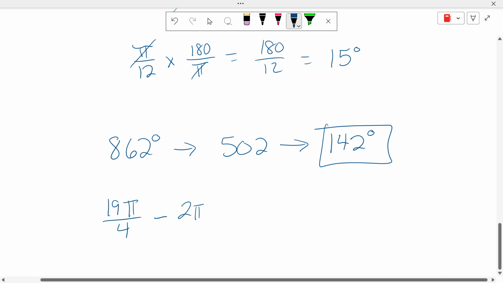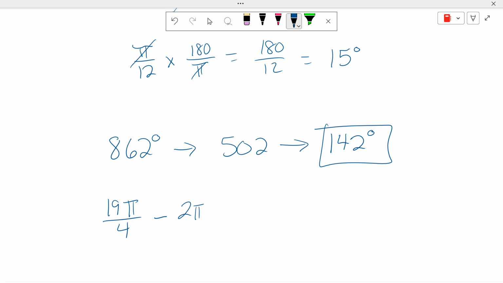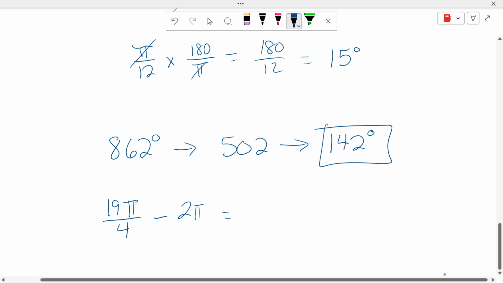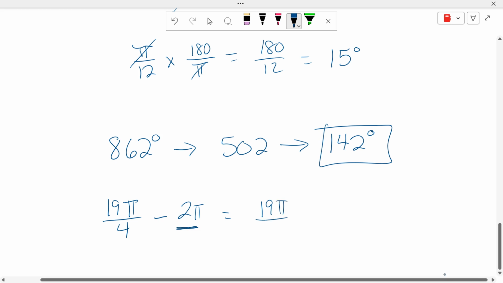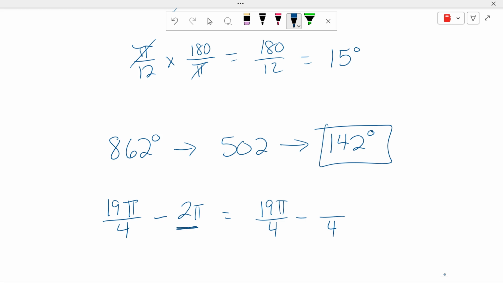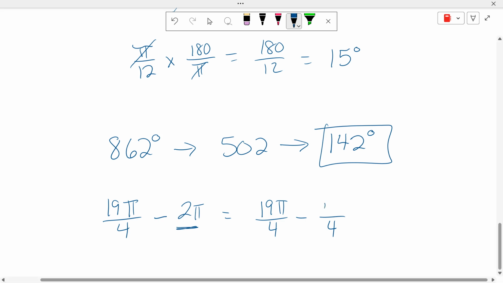Oh no, we have a fraction and a whole number. We cannot subtract fractions with whole numbers. So what we have to do is make this 2 pi into a fraction with a common denominator. What's a common denominator with 4? 4. How many pi over 4 is 2 pi? 8 pi. 8 pi over 4 is the same as 2 pi.